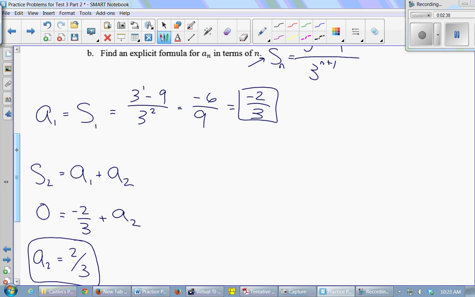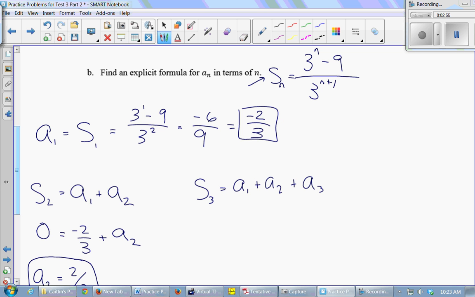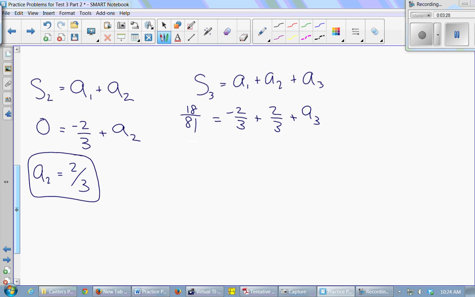All right, so I do a similar thing for finding my third partial sum. S3 is a1 plus a2 plus a3. I can plug a 3 into my expression for the nth partial sum, and I get 3 cubed is 27 minus 9 is 18. A1 is negative 2 thirds. A2 is 2 thirds. And then I'm going to solve for a3. Oh, sorry, I wasn't finished getting S3. My numerator is 18. The denominator is 3 to the 4th, which is 81. All right, and then we solve for a3. Since those two things add to 0, we get a3 is 18 over 81, which reduces to 2 over 9.